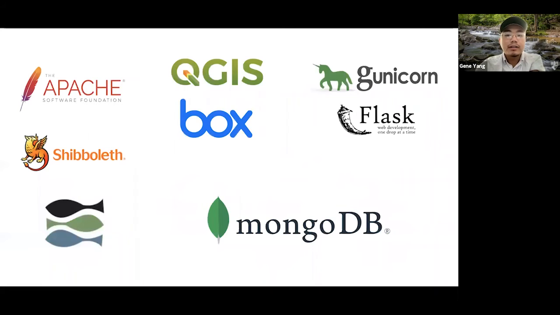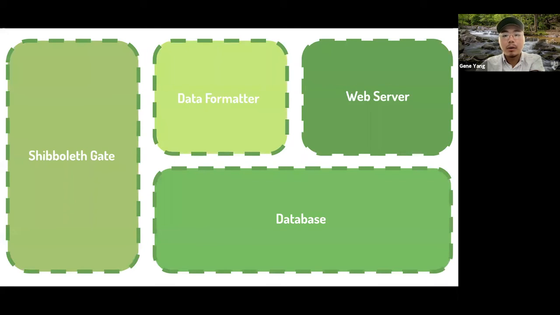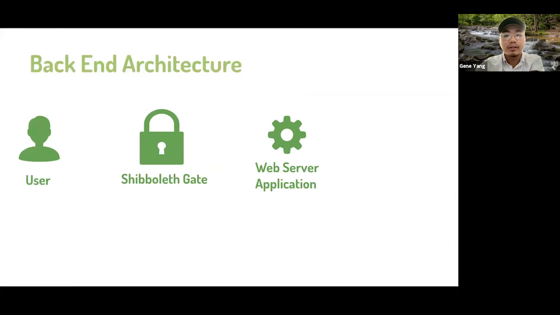And so on this slide, we can see some of the various tools used to develop our backend server. These tools can be encapsulated in containers of services, which include a Shibboleth gate, a web server application, a data formatter, and a database. The user of our application can interact with these services by first accessing our Shibboleth gate, which also serves as a reverse proxy to our web server application. And the web server application will serve up the HTML and other static files associated with our website.